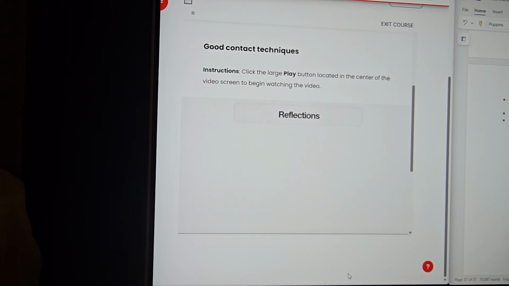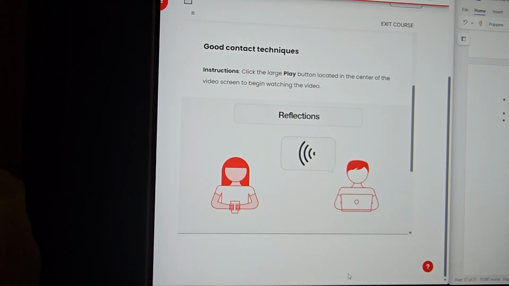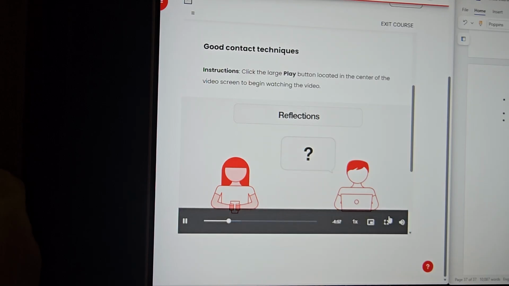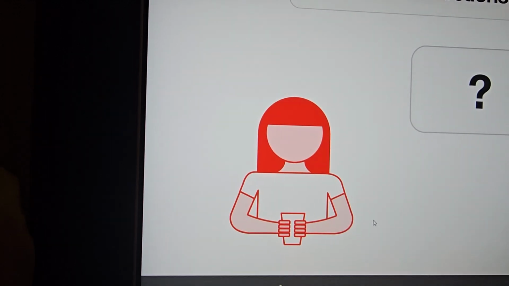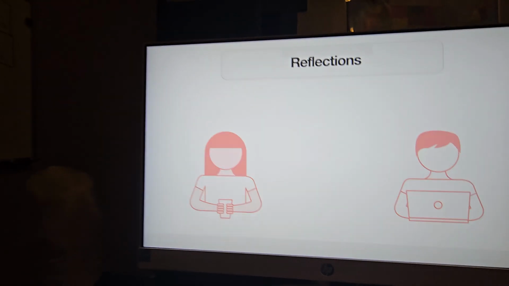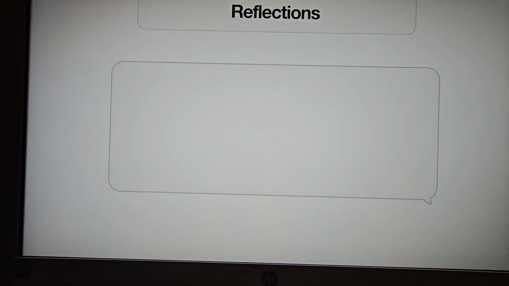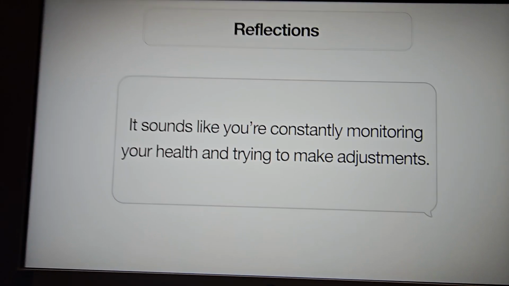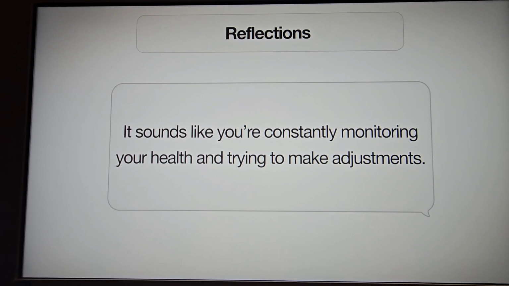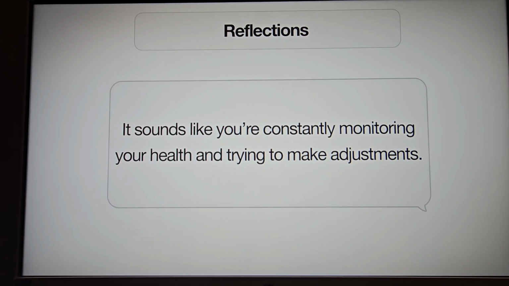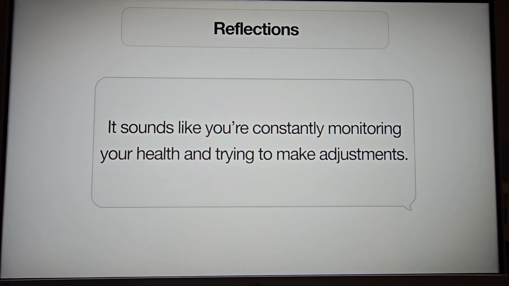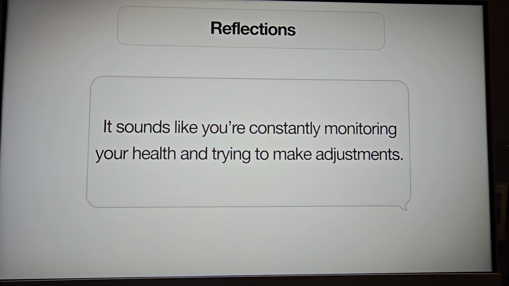The first technique is using reflections. You've likely used this technique when trying to check your own grasp of a situation. When you reflect, you rephrase what you've heard to show you're actively listening and to check if you correctly understand what's been shared. For example, if a texter is dealing with a chronic illness, a reflection could be, "It sounds like you're constantly monitoring your health and trying to make adjustments." We don't repeat word for word what they shared with us. Instead, we paraphrase their thoughts to show we understand.